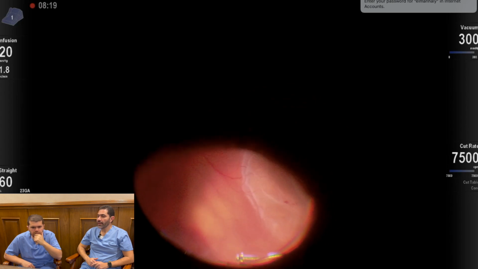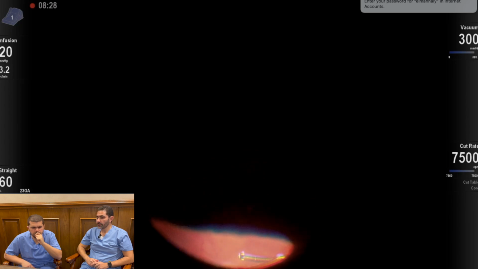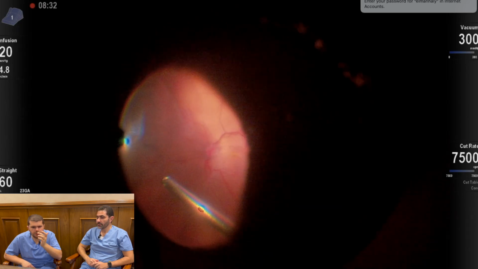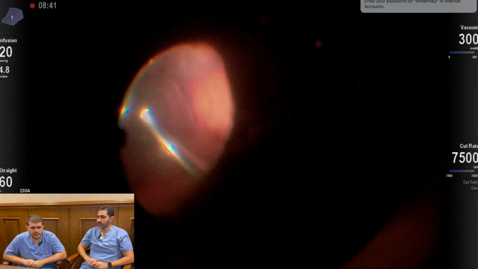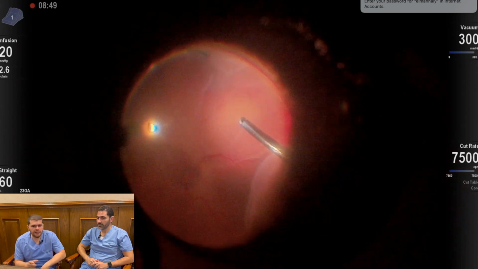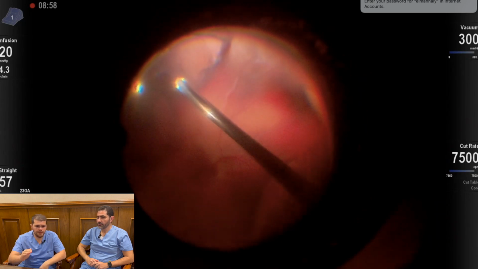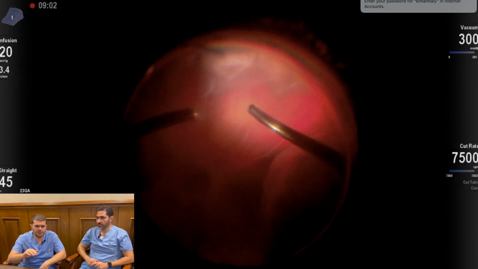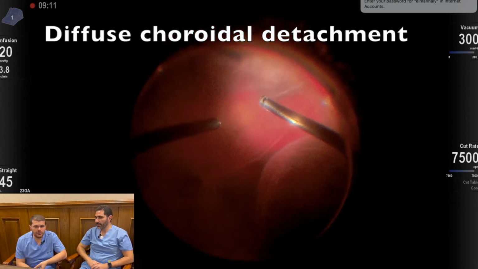And where was the break? Superior temporal, over the area of the choroidal detachment. Okay. I've seen cases like this managed with just an injection of gas and then laser over the break, since if the break is just above the choroidal detachment, this acts like a buckle or a tamponade, like suprachoroidal buckling nowadays.